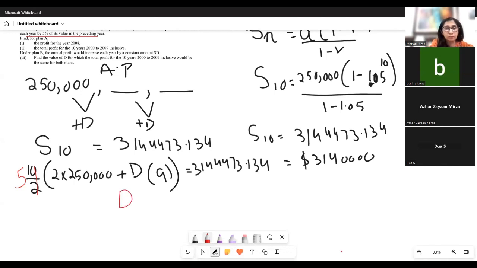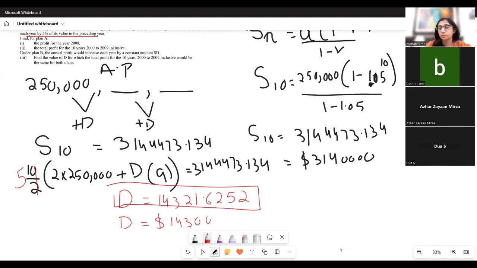So D is coming out to be 14,321.625. So rounded to three significant figures, it would be 14,300. It's very important to show this answer first before you round it off.